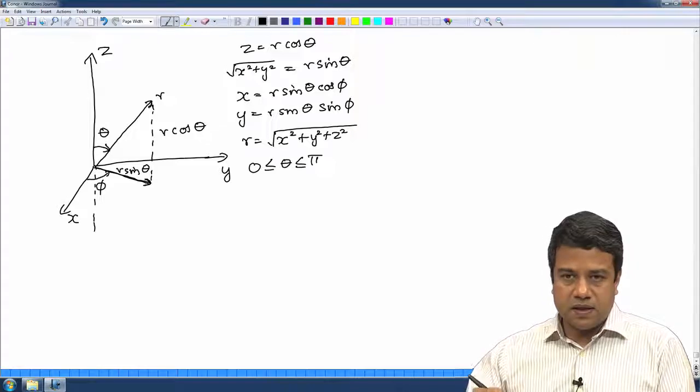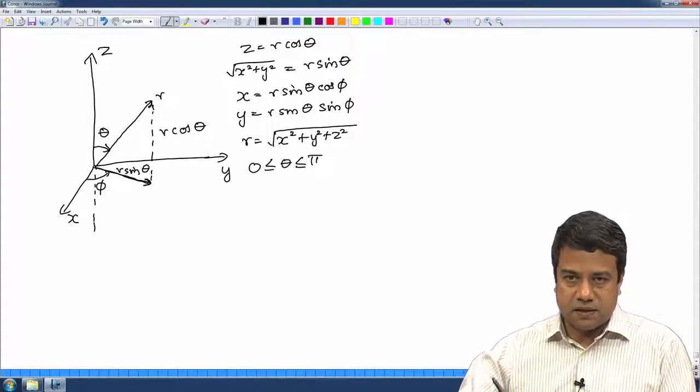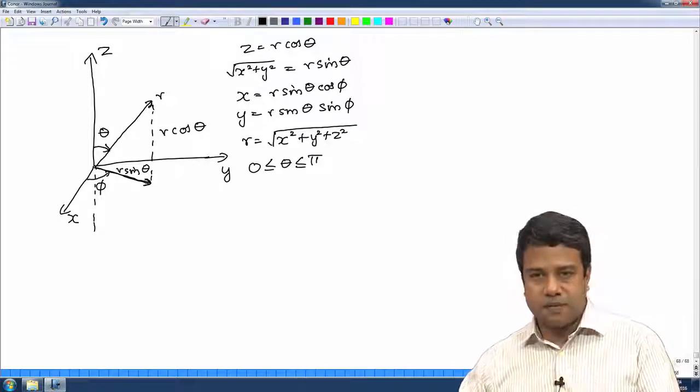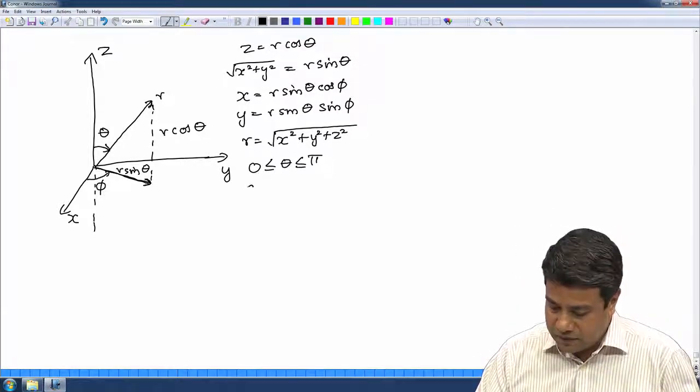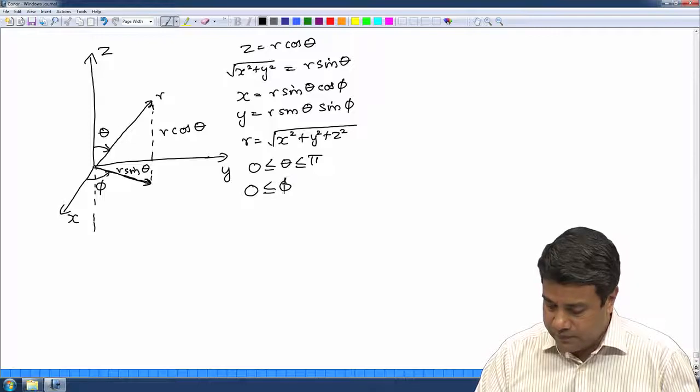Phi, on the other hand, is the angle around the z axis, the angle made with the x plane around the z axis. So, therefore, phi can go from 0 to 2 pi.